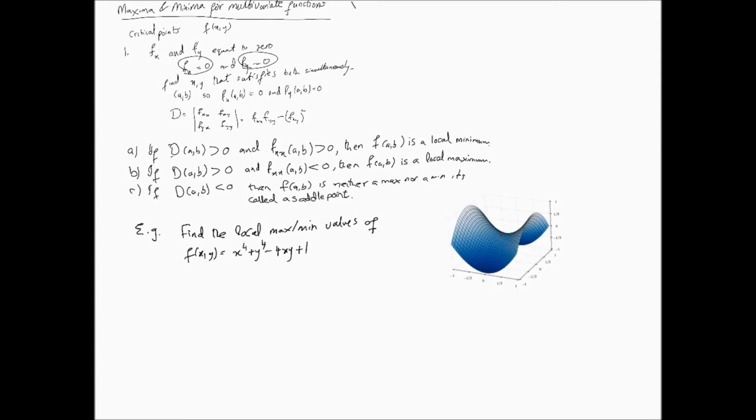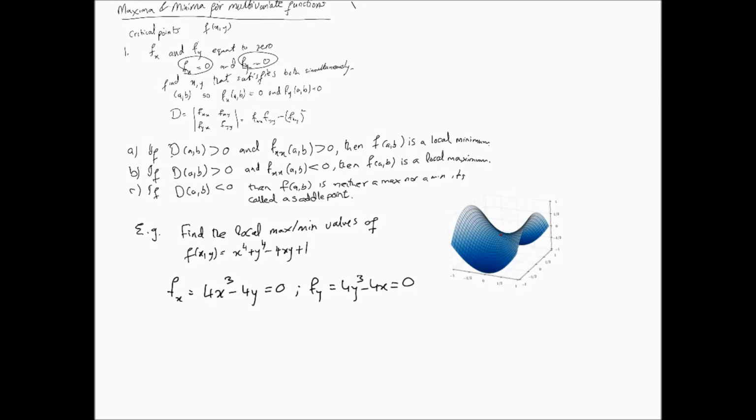So first step here would be to calculate, of course, fx and fy. So fx in this case turns out to be clearly 4x cubed minus 4y, and we will equate that to 0. And fy turns out to be, of course, 4y cubed minus 4x, and equate that to 0 as well. So now what we want to do is solve these two equations simultaneously.